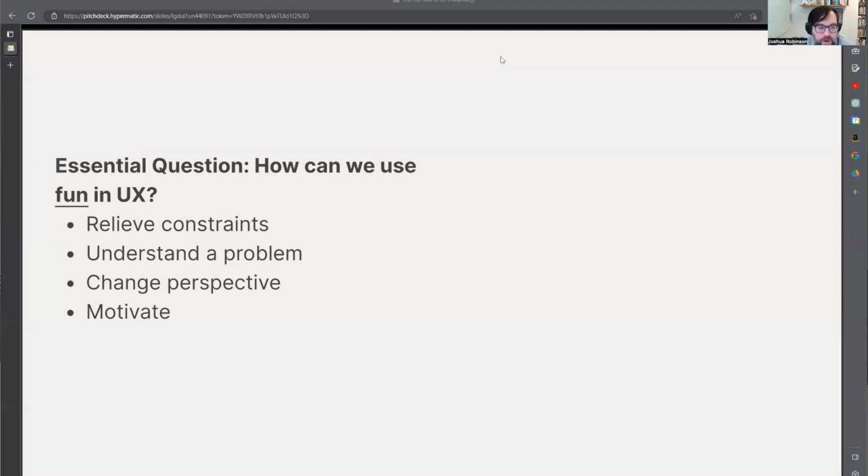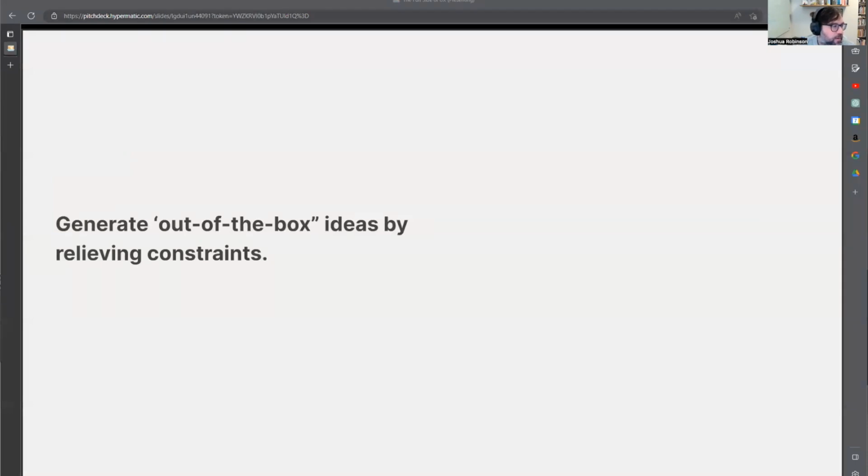1 is relieve constraints. 2nd, understand a problem. 3rd, change perspective. 4th, motivate. Okay. So let's look at what this is. By using fun in UX, we can generate out-of-the-box ideas by relieving constraints.